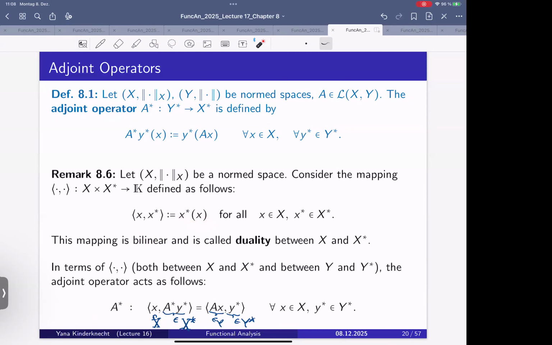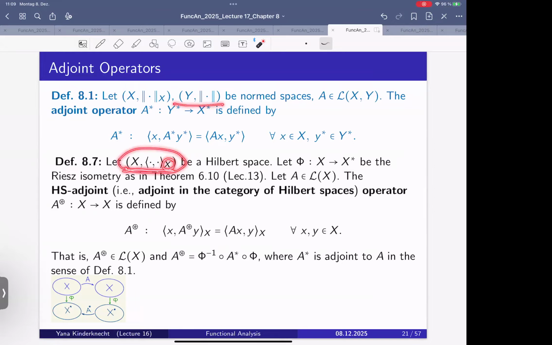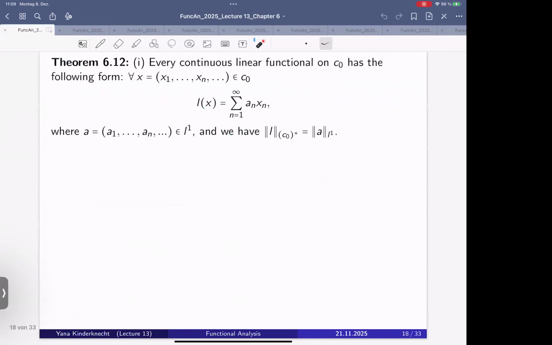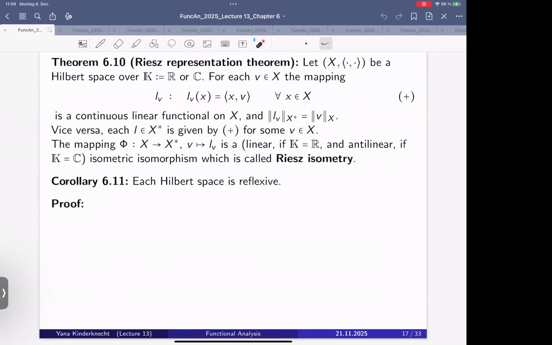Definition 8.7. Let X be a Hilbert space with scalar product, the same brackets, but with symbol X. And as y, I also use the same x. So I consider the mapping A, which is a continuous linear mapping from x to x. Now let phi be the Riesz isometry, as in theorem 6.10. So if x is a Hilbert space, then for each element v in x, this mapping is a continuous linear functional, and actually each continuous linear functional is given in this way. So this is my Riesz isometry.